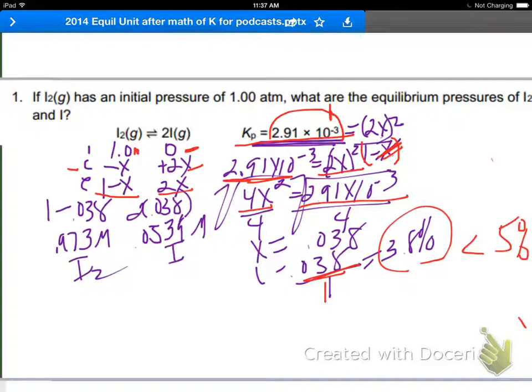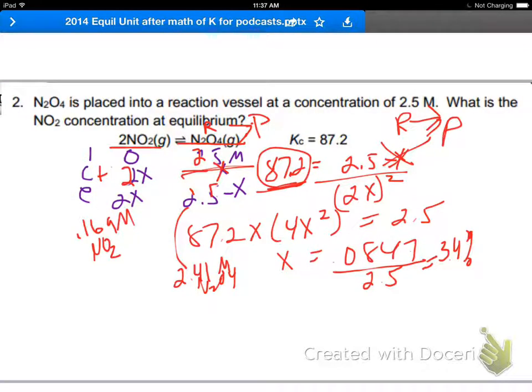Alright, so once I have the 0.038, I can fit it into the equilibrium concentrations. What I have for I2 is 1 minus 0.038, which gives me 0.973 molar. And for I, I have 2 times x, which is 0.038, and that gives me 0.0539 molar. Okay, we're going to do one more. This is an important one because it's a little bit different.